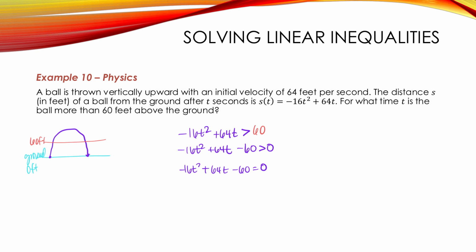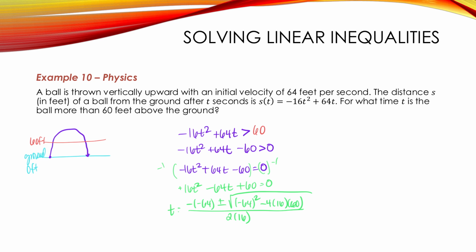So we're going to set it equal to 0. And I know we have to use the quadratic formula, but I don't like negatives, so I'm going to multiply everything by negative 1. So we end up with positive 16t squared minus 64t plus 60 equaling 0, because now the quadratic formula gets to be a bit easier. So now we know that t is negative b, which is 64, plus or minus the square root of negative 64 squared minus 4 times 16 times 60, all over 2 times 16.